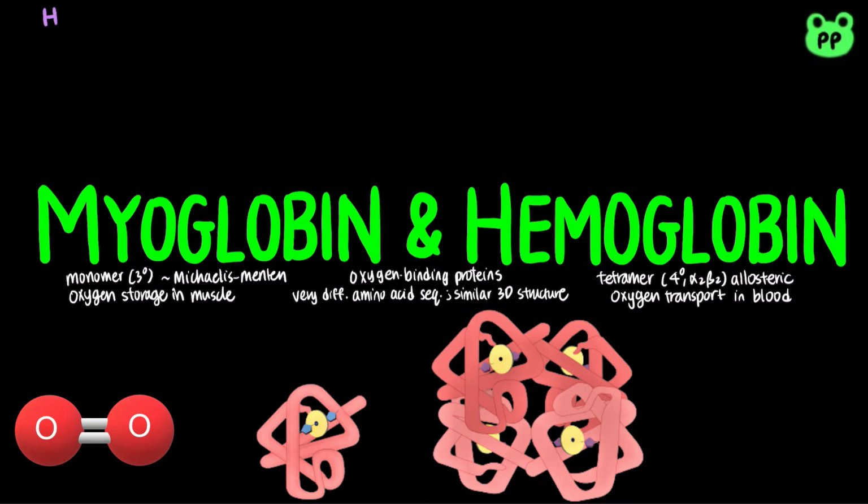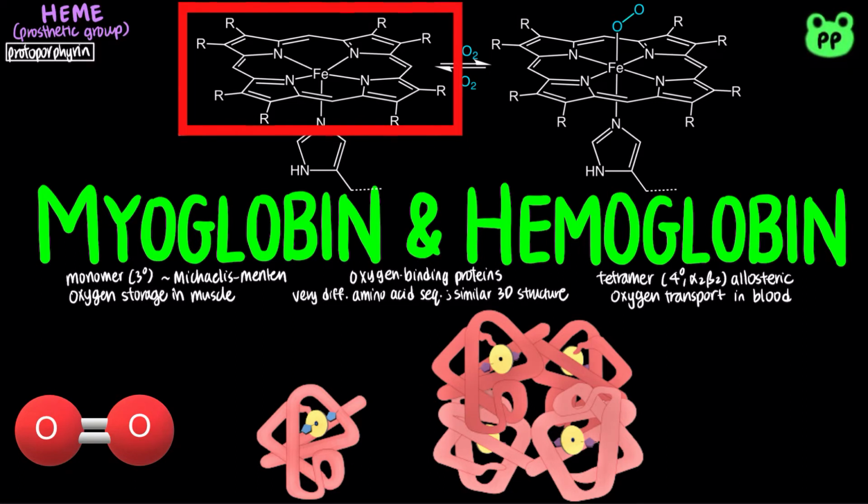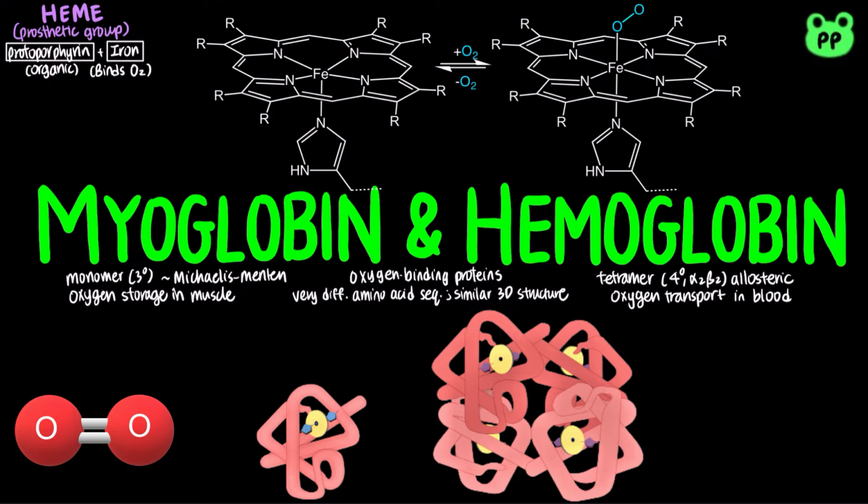Both myoglobin and hemoglobin bind oxygen through a prosthetic group known as heme, which consists of a complex organic ring structure, protoporphyrin, bound to a single iron atom in its ferrous state. The iron atom has 6 coordination bonds, 4 to nitrogen atoms that are part of the flat porphyrin ring, and 2 perpendicular to the ring.